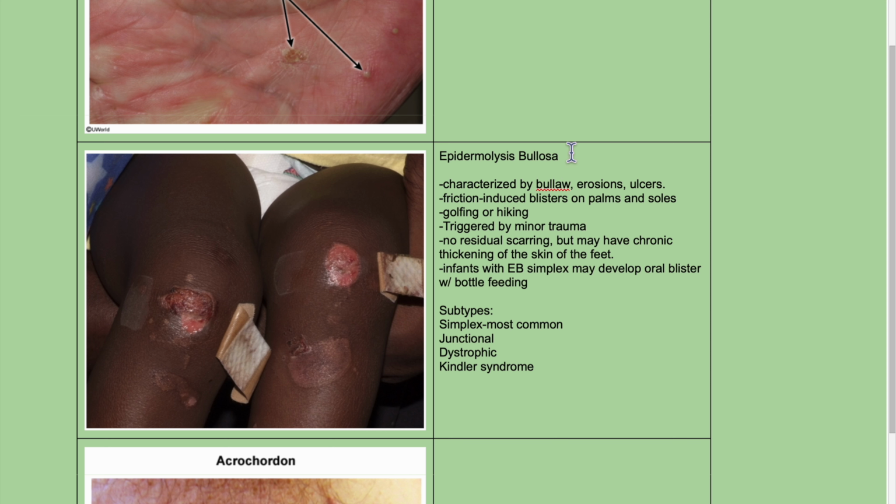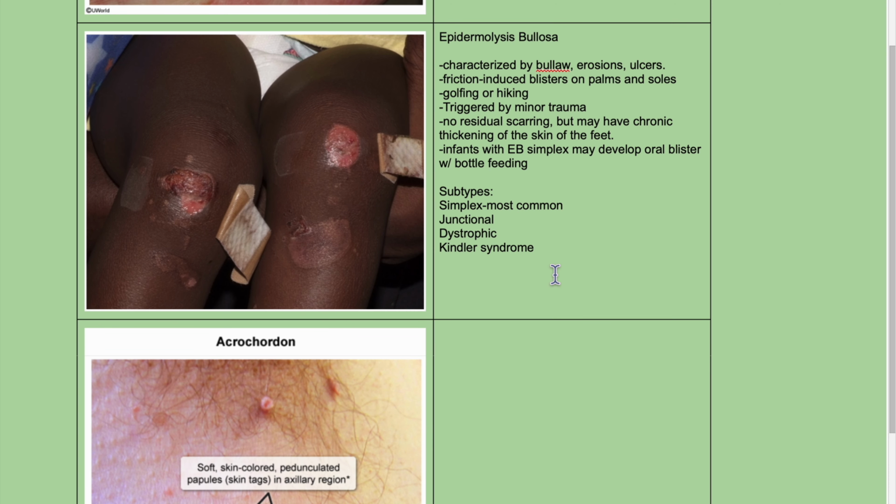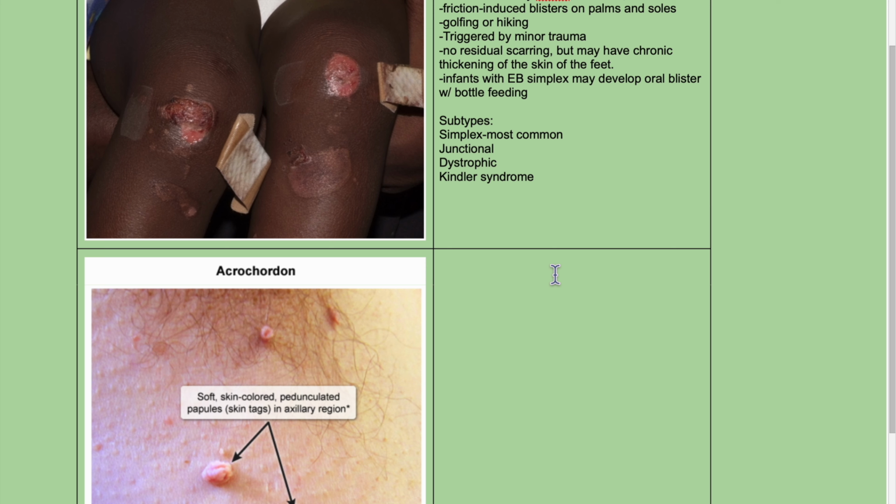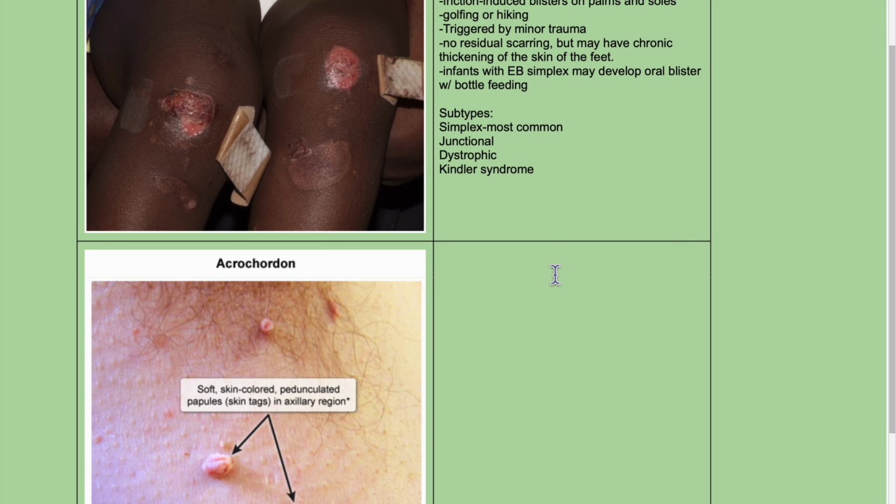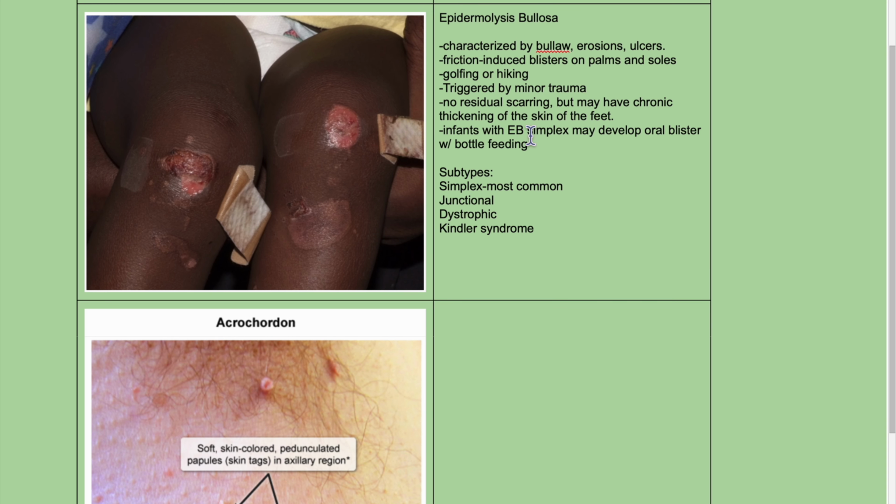Here you have epidermolysis bullosa. Okay, it's characterized by bullous erosion, ulcers, friction-induced blisters on palms and soles. Golfing or hiking, triggered by minor trauma, no residual scarring but may have chronic thickening of the skin of the feet. Okay, infants with epidermolysis bullosa simplex may develop oral blisters with bottle feeding. Subtypes are simplex, which is the most common one, junctional, dystrophic, Kindler syndrome.